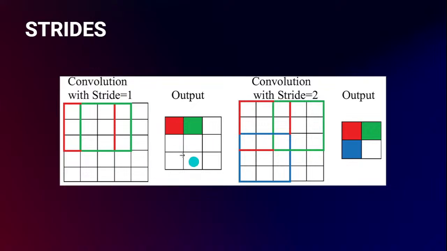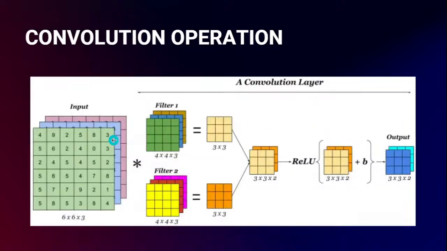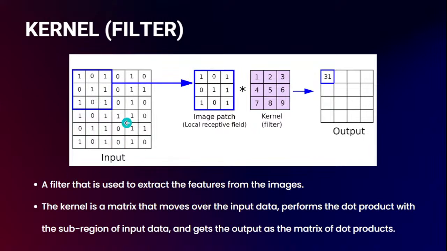So when you do this, you could see the size is also decreasing. Am I correct? Initially the shape of my image was 6 cross 6, but I am adding a filter of 3 cross 3, so the output is actually a 4 cross 4 matrix.